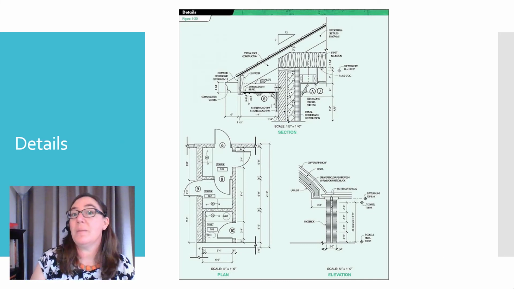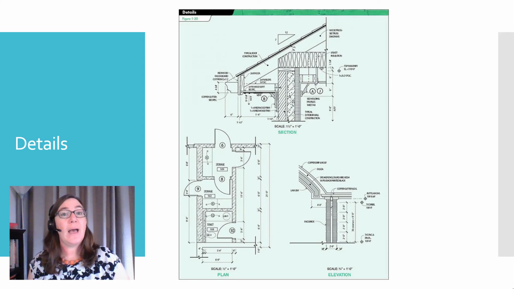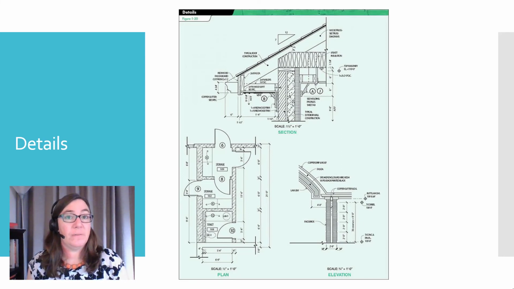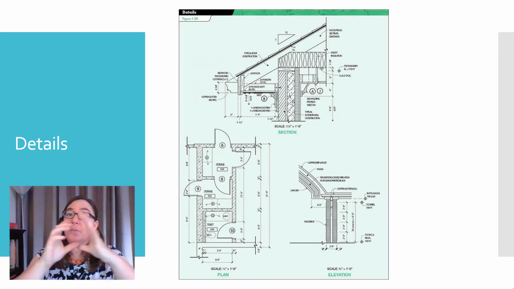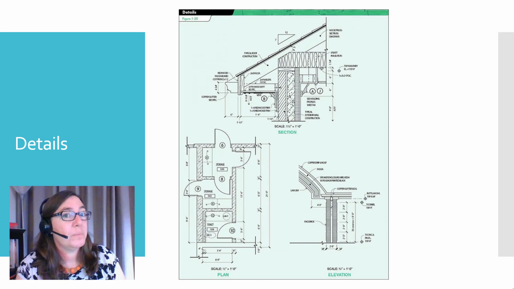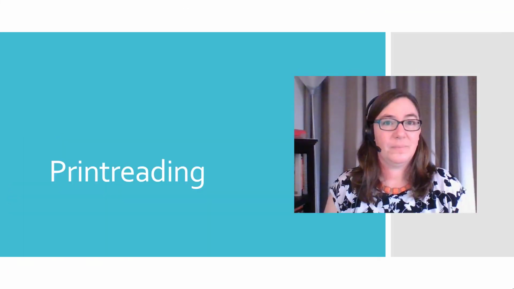Finally, our last common architectural drawing type is a detail. Now, a detail can come in a plan, section, or elevation view, but it is zoomed in, so we are looking closely at a very small piece of the building.